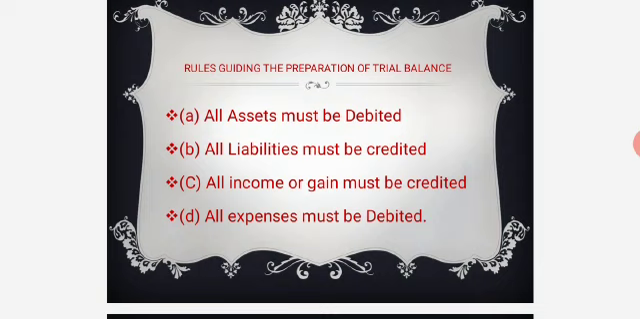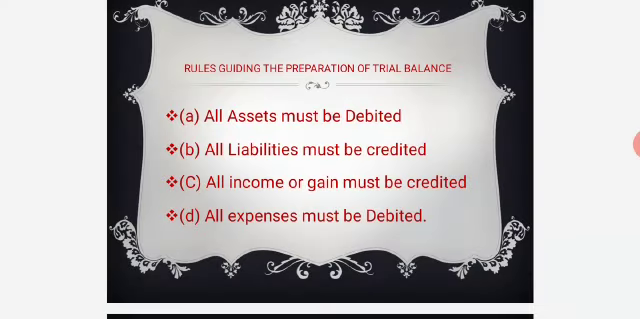A. All assets must be debited. Assets, we know, are those things that belong to the business. Things like land, the property, motor van, cash in bank, cash at hand, machinery, furniture, fittings, and all the rest. They are things that belong to the business.